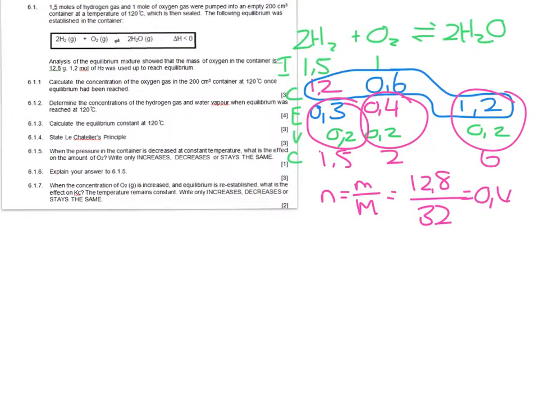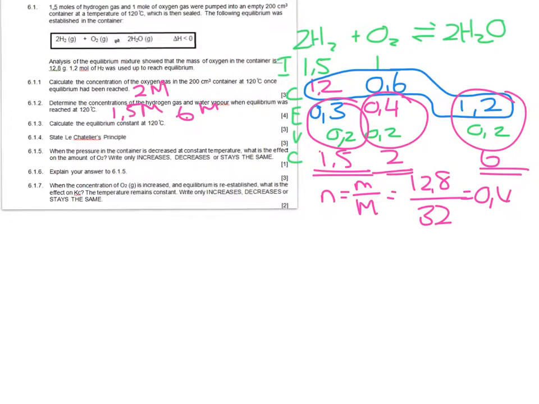They then asked me specific questions, so it calculates the concentration of oxygen gas once equilibrium has been reached, so that's going to be 2 moles per cubic decimeter. Determine the concentrations of the hydrogen gas and water vapor when equilibrium was reached, and so your concentrations there are 1,5 and 6 respectively.